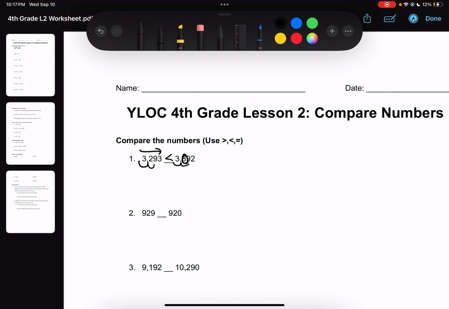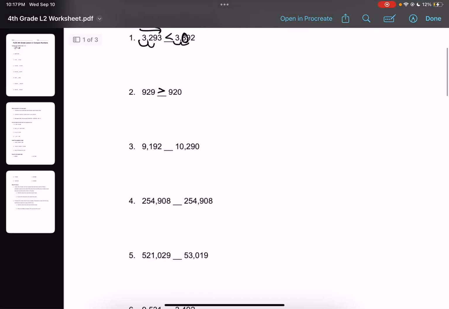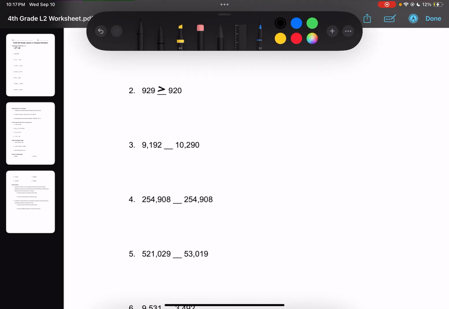So you would just use the same strategy for all the other ones. So 929 with 920, obviously the 929 is going to be larger. The next one is 9,192 with 10,290, and this one has a 10,000 place, and the first value does not, so it's greater. Number 4 is 254,908 with 254,908. And as you can see, all the values here match up, so it's equal.